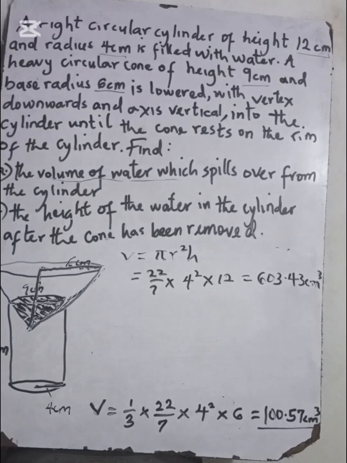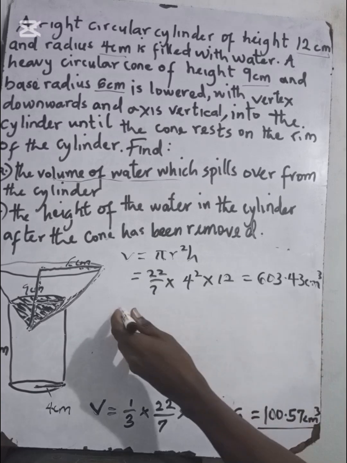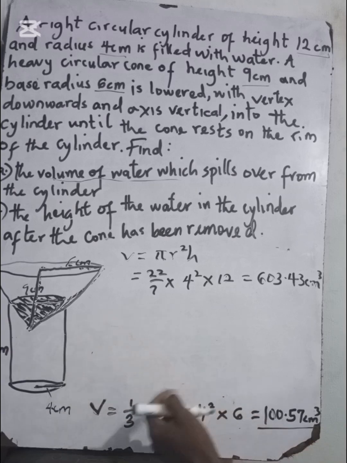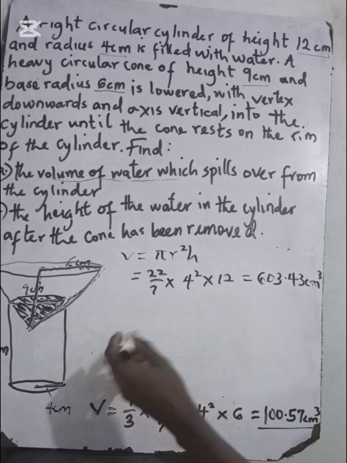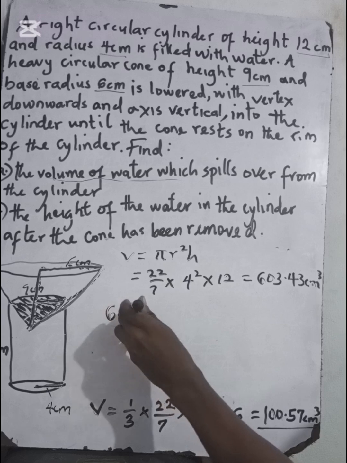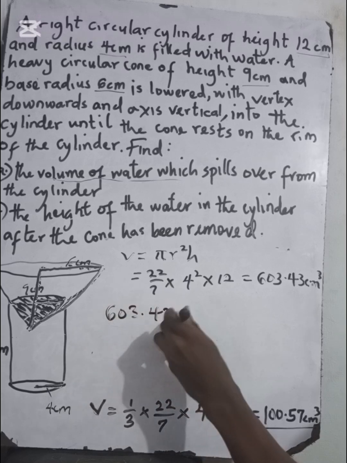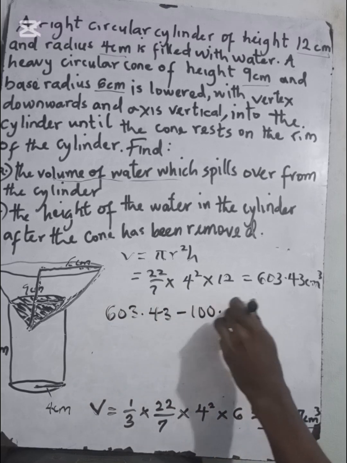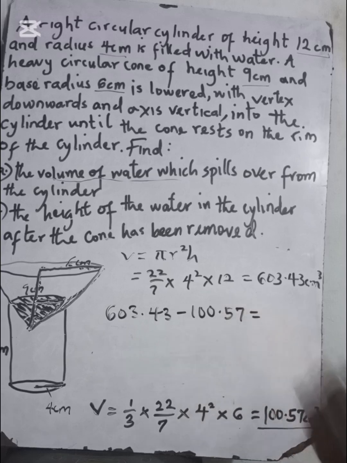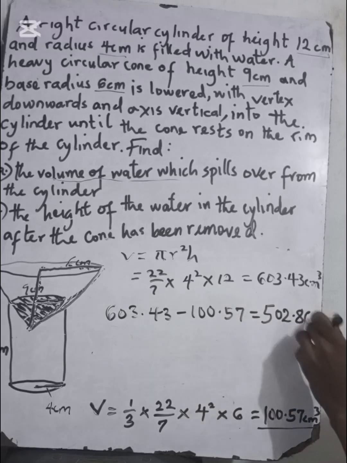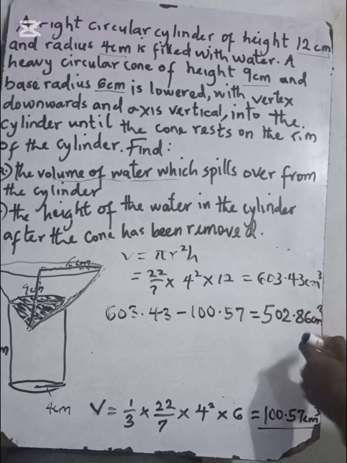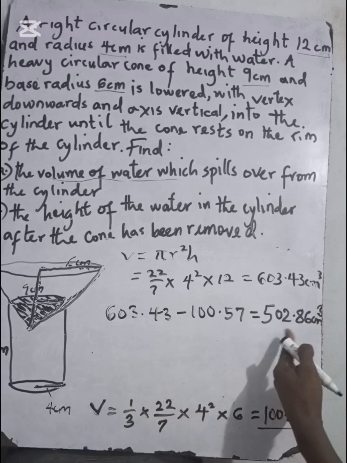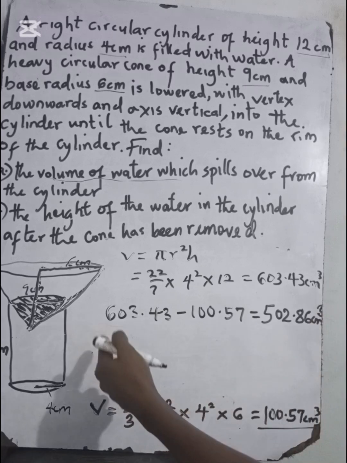So the answer is 603.43 centimeter cube. So that which we now have, we now take this away from that in order to get the remaining volume of water in the cylinder. So 603.43 minus 100.57. So this is the remaining volume of water in the cylinder, which we can now use to find the height.